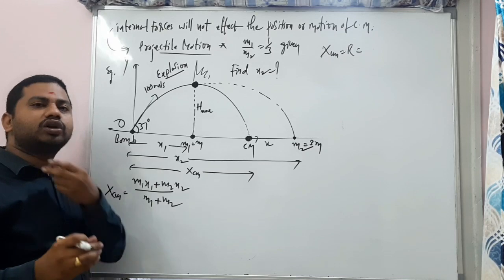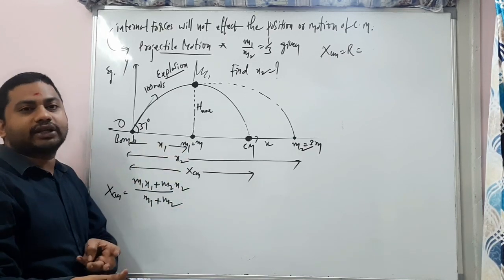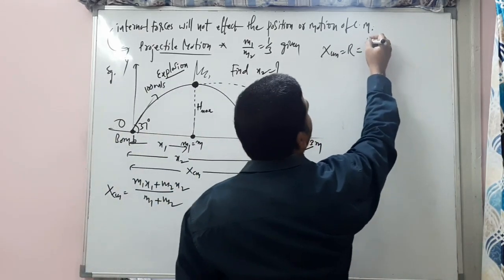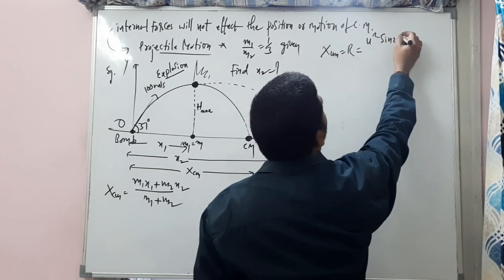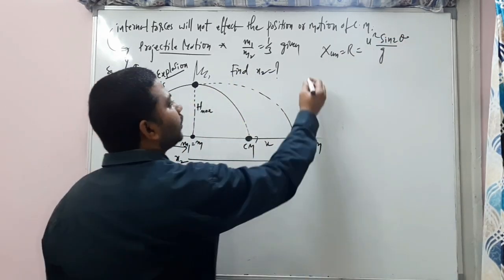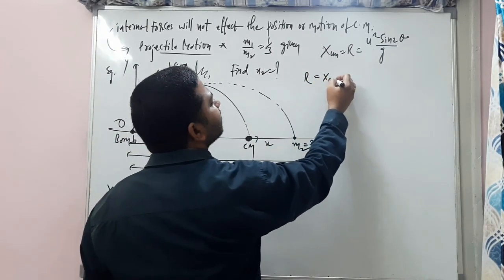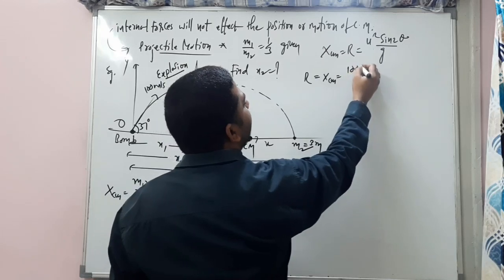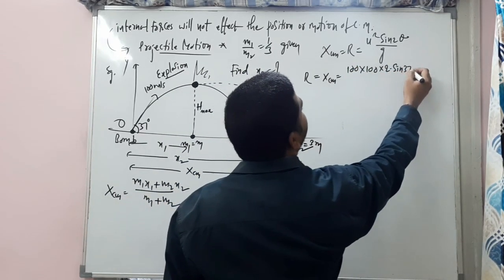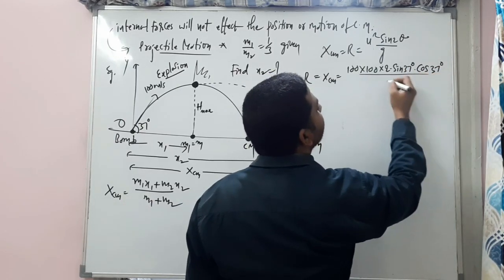Yes, that's what I told you, it is advanced: when two or more concepts are combined, here the center of mass concept and the projectile motion are combined. That's it. Okay, the range of the projectile formula is u square sine 2 theta divided by g. So we get xcm equal to 100 into 100 into 2 sine 37 cos 37, my dear students, divided by g value 10.